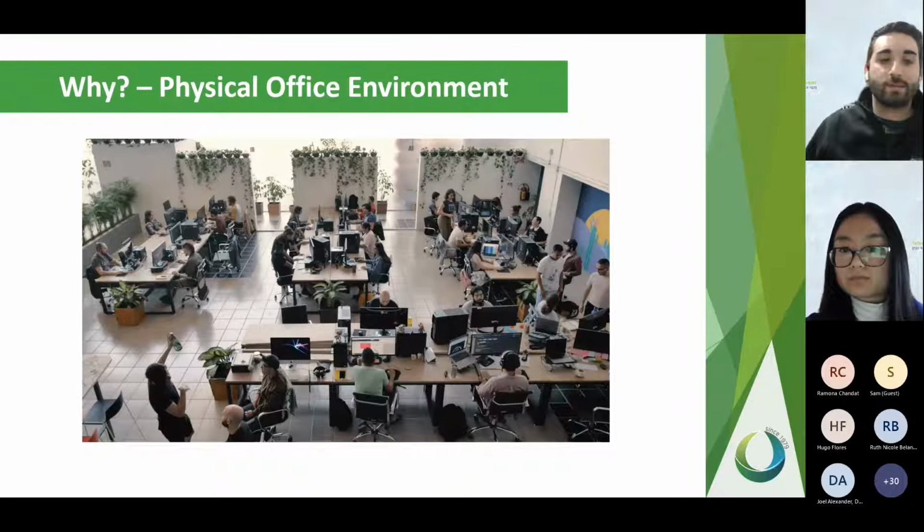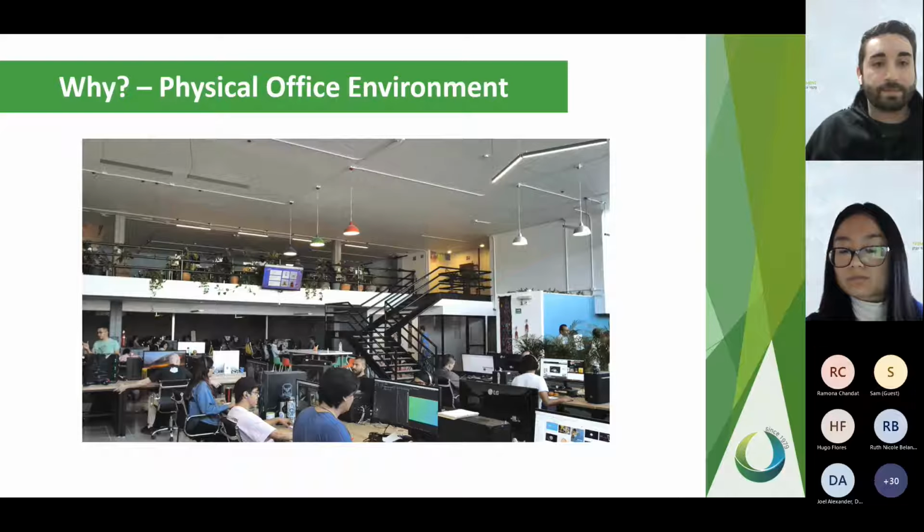And another thing is noise. So this is open concept design. And you can see people are getting up, walking around, talking in groups. So that's something that might be considered, is how much noise is being produced within the indoor environment there.